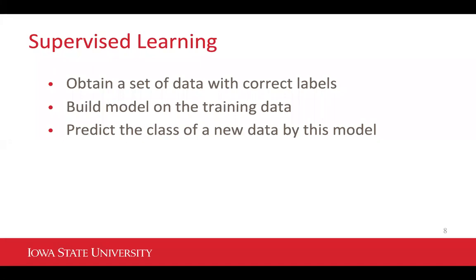So what does supervised learning mean? Supervised learning usually has 3 steps. First, we need to obtain a set of data with correct labels, which is what we call the training data. Then we build our model on the training data. And we predict the class of new data based on this model. So there are 3 steps.